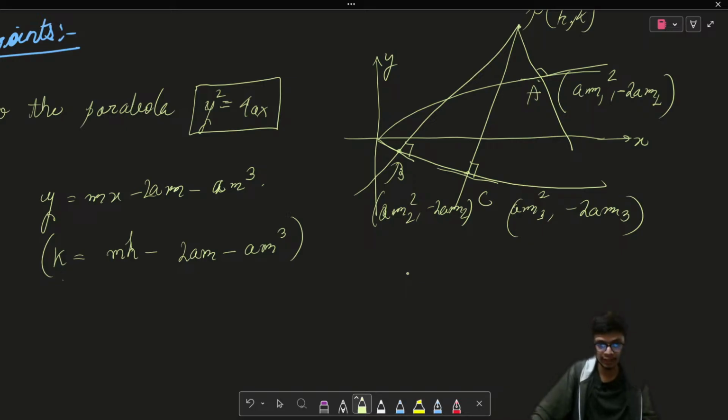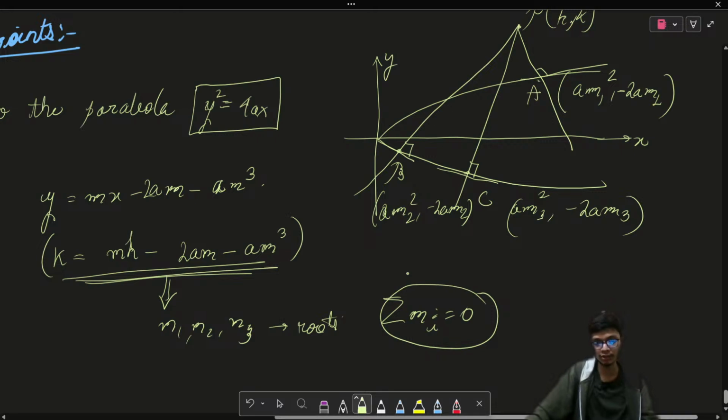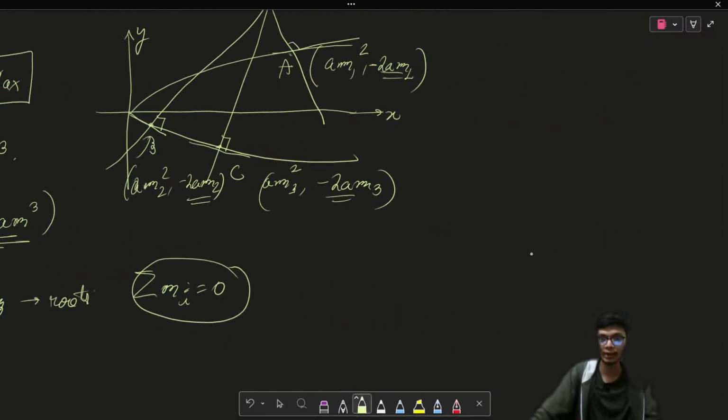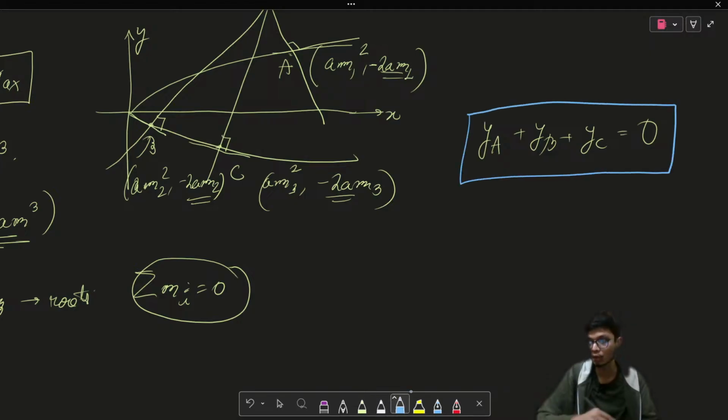Now if I look at this expression, if m1, m2 and m3 are the roots, then the summation of the roots is always equal to 0, because there is no m squared term. So if I sum up the y coordinates of these points, y of A plus y of B plus y of C, this will turn out to be 0. This is a very interesting property regarding conormal points.